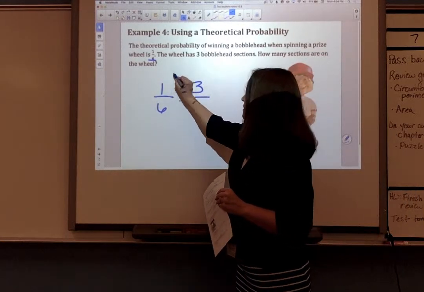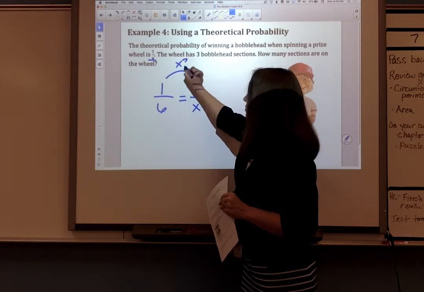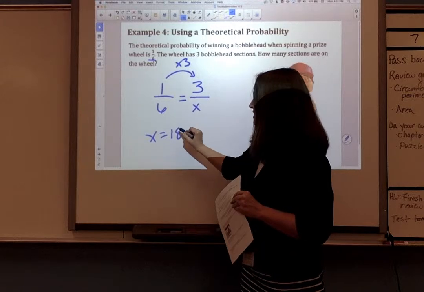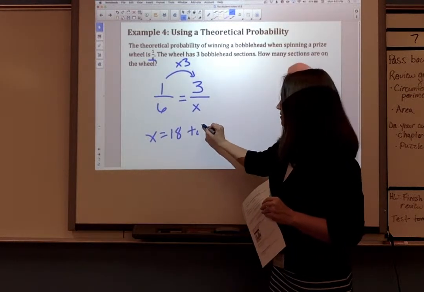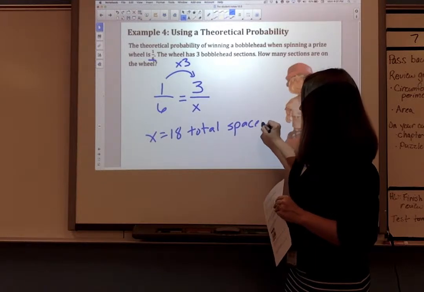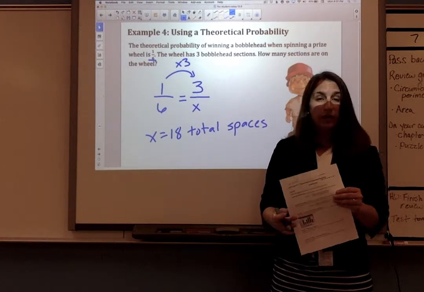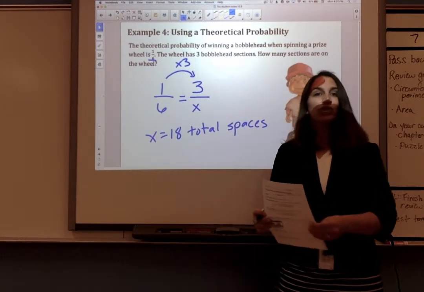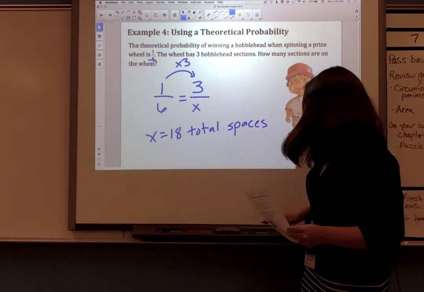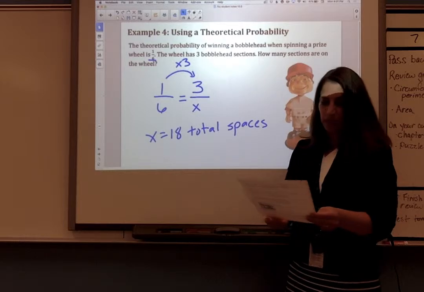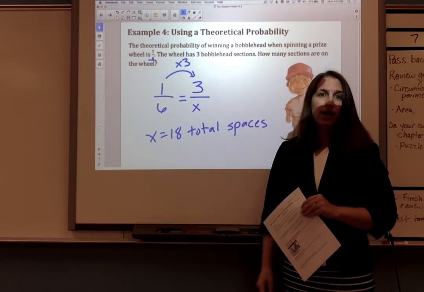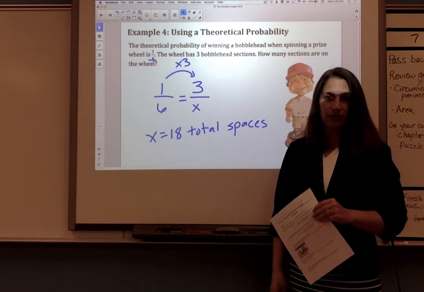So we can solve this proportion by multiplication. And so we have x equals 18 total spaces. We can do this when it's based on theoretical probability because this is what should happen. Perhaps based on experimental data, maybe you win more often than 1 out of 6, maybe you win less often than 1 out of 6. But based on the number of spaces, we can figure out how many sections there are.